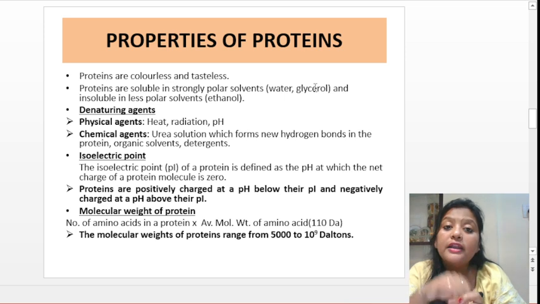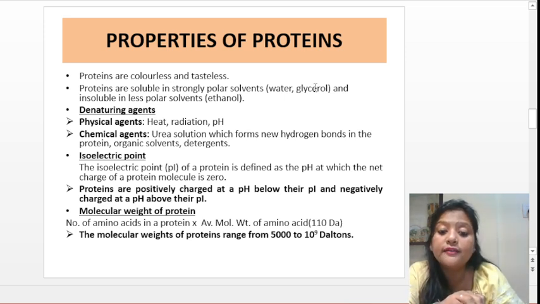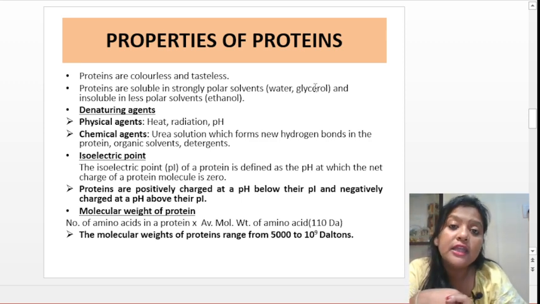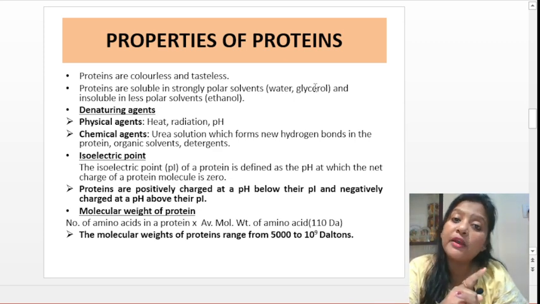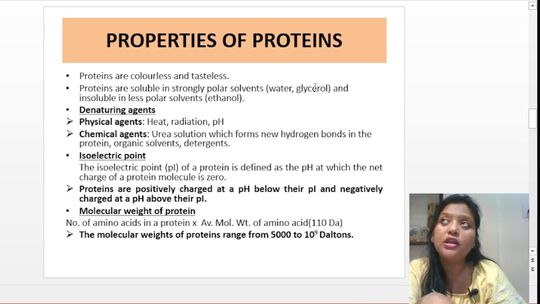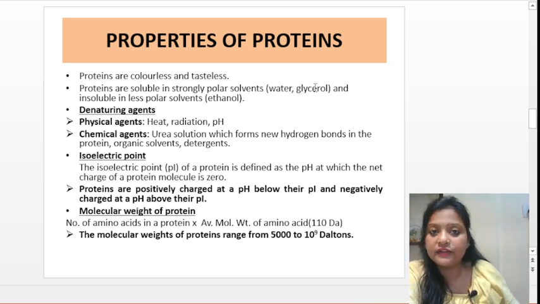Okay. Now next is the molecular weight of a protein. The average molecular weight of an amino acid is 110 daltons (Da). Suppose we want to calculate the molecular weight of a protein, then you have to multiply the number of amino acids with the average molecular weight of an amino acid. Suppose we have 50 amino acids. So 50 into 110 will come around 5500 daltons.